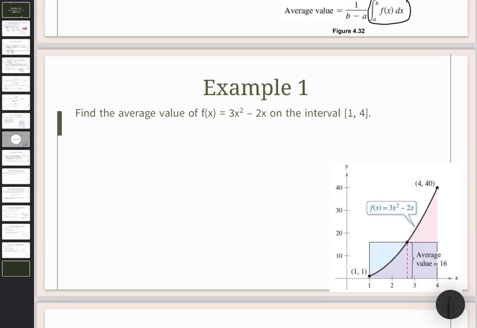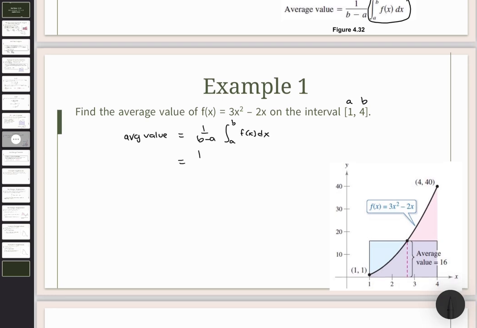Find the average value of f of x equals 3x squared minus 2x on this interval. So here's our interval from a to b. They're giving us our function. We know that our average value, our f of c, you could say, is 1 over b minus a times the definite integral from a to b of f of x dx. Let's go ahead and plug things in. I'm going to plug in b and a, so 4 minus 1, and I'm evaluating this from a to b, from 1 to 4. My function here is 3x squared minus 2x. I'm integrating that with respect to x.